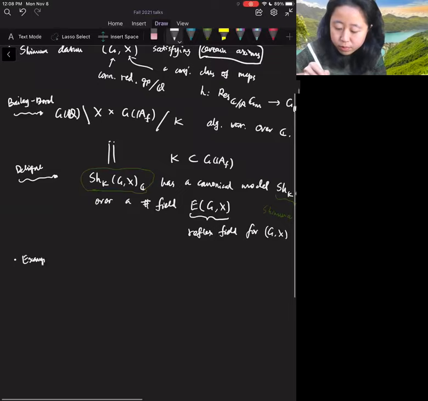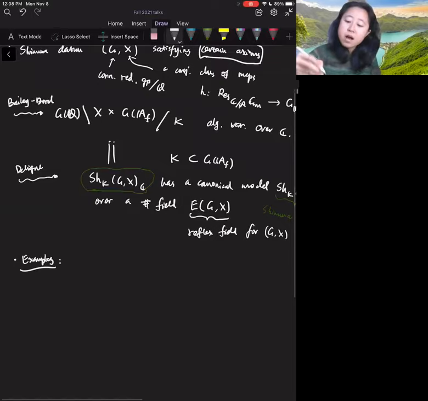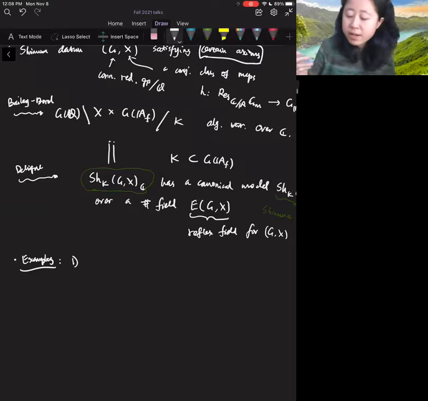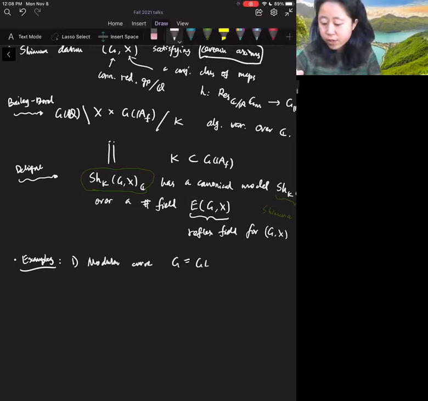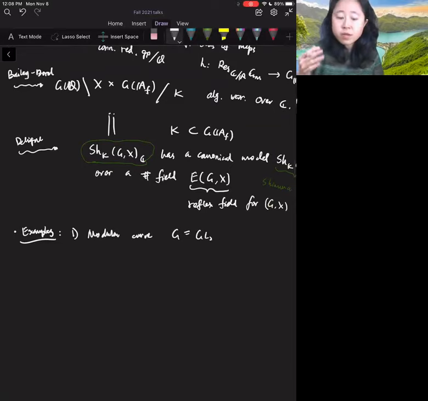Examples. So the earliest example of a Shimura variety that people discovered is that of a modular curve. These are Shimura varieties for GL2. And modular curves are moduli spaces of elliptic curves, and Shimura varieties are just moduli spaces of higher dimensional analogs of elliptic curves. So these are abelian varieties. More precisely, Shimura varieties are moduli spaces of abelian varieties with extra structures.